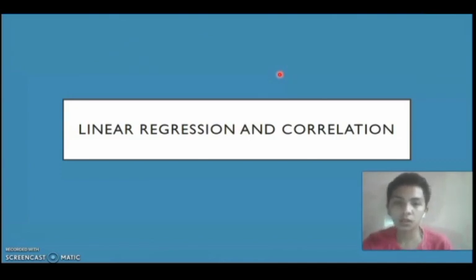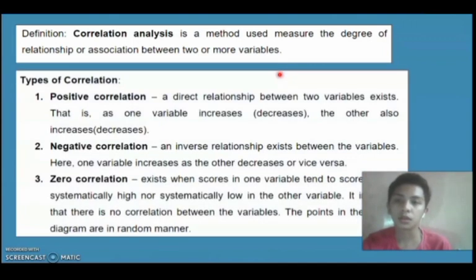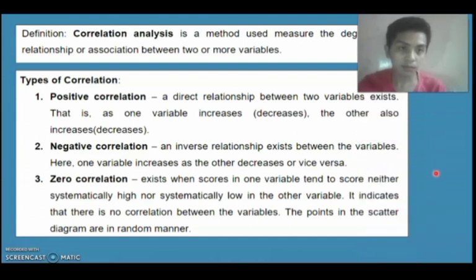Fourth topic is linear regression and correlation. Correlation analysis is a method used to measure the degree of relationship or association between two or more variables. Types of correlation. Positive correlation: a direct relationship between two variables exists. That is, as one variable increases or decreases, the other also increases or decreases. Negative correlation: an inverse relationship exists between the variables.